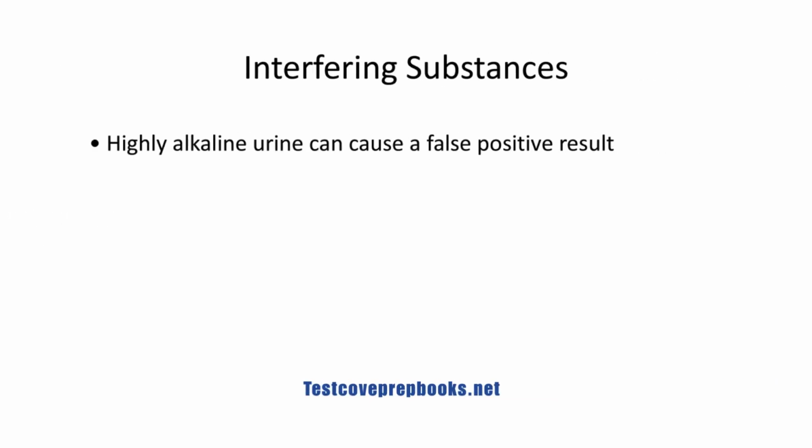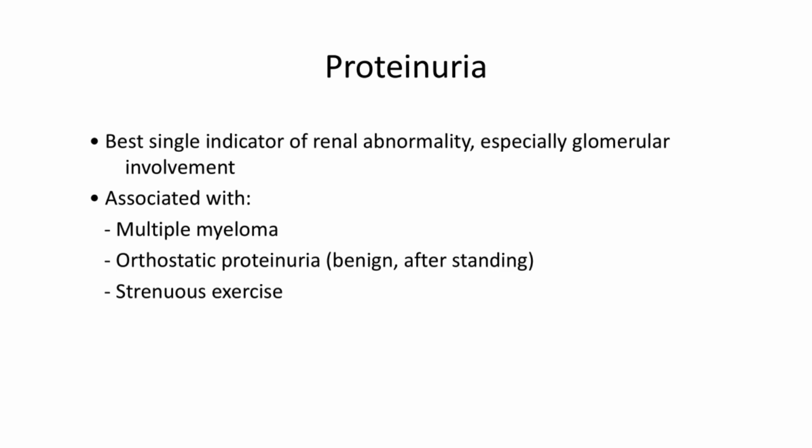One common source of interference is highly alkaline urine, which may cause a false positive result. Proteinuria, or the presence of significant amounts of protein in urine, is the best single indicator of renal abnormality, particularly glomerular involvement. It can be associated with multiple myeloma, orthostatic proteinuria, which is a benign condition that occurs after standing and strenuous exercise.